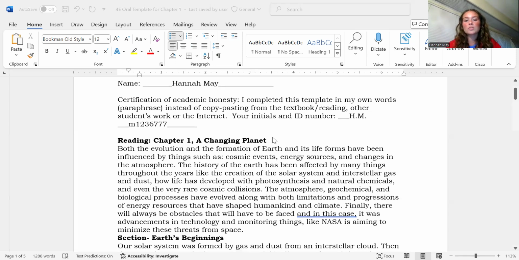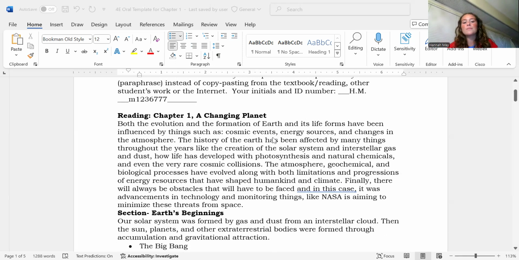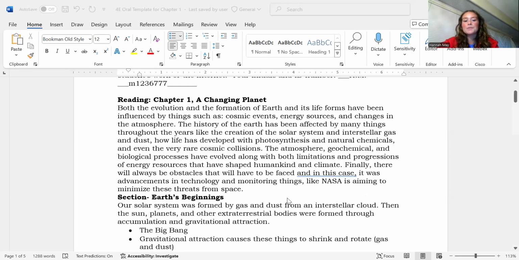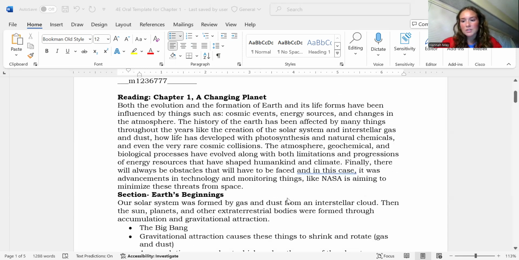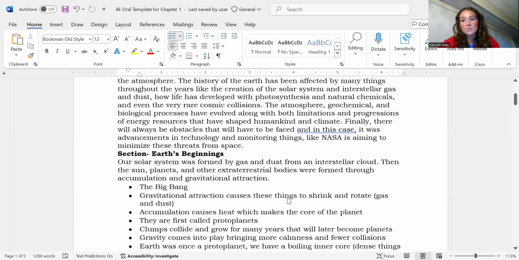We've also learned how other things have evolved with both limitations and progressions of energy sources, like atmospheric, geochemical, and biological processes. All of these helped to shape humankind and climate as a whole. Of course, there are always going to be obstacles that we face throughout this, like advancements in technology and monitoring, like NASA trying to minimize threats from space.